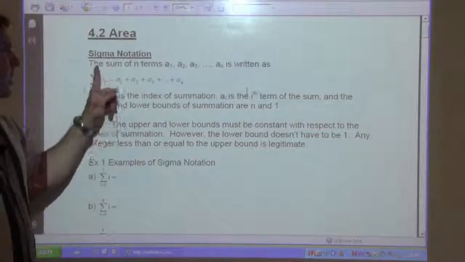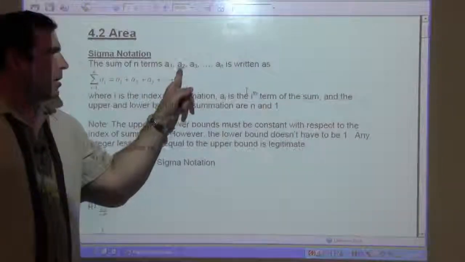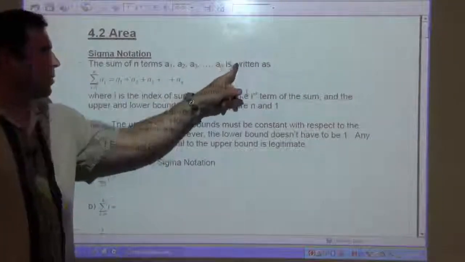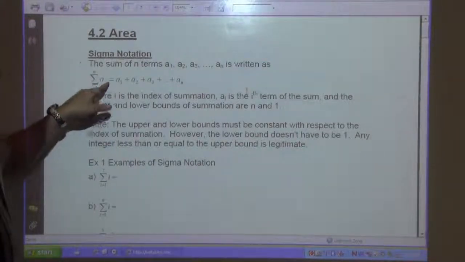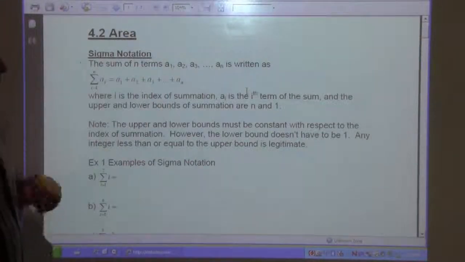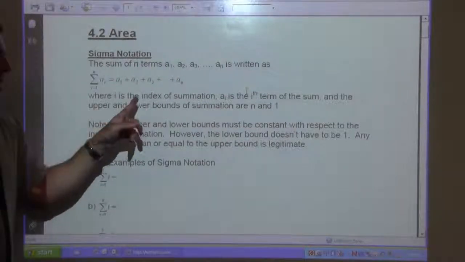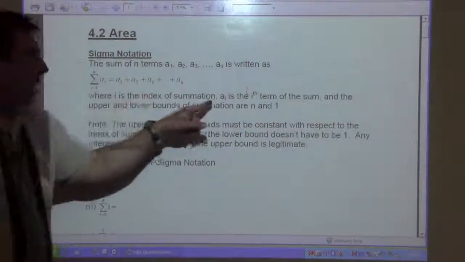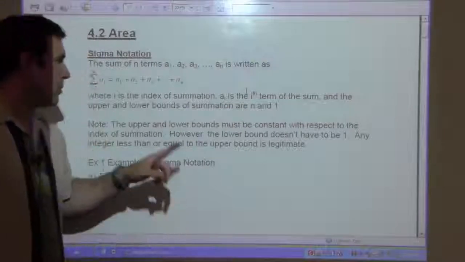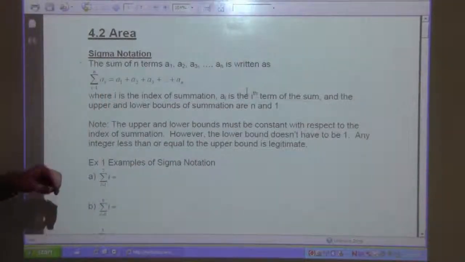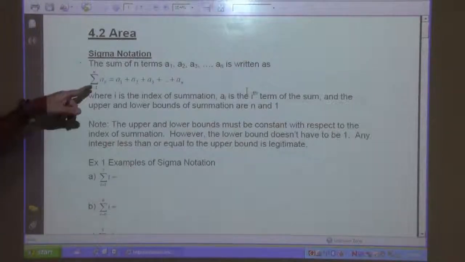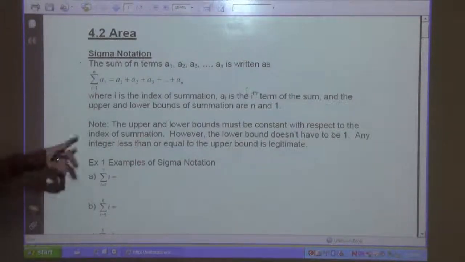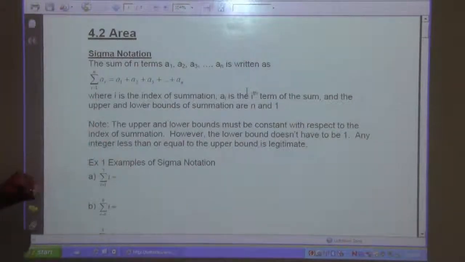So, sigma notation. The sum of the terms a1, a2, a3 through a sub n is written as the sum as i goes from 1 to n of a sub i, which is a1 plus a2 all the way through to a sub n, where i is the index of summation, a sub i is the ith term of the sum, and the upper and lower bounds of summation are n and 1, so it goes from 1 to n. Note the upper and lower bounds must be constant with respect to the index of summation.